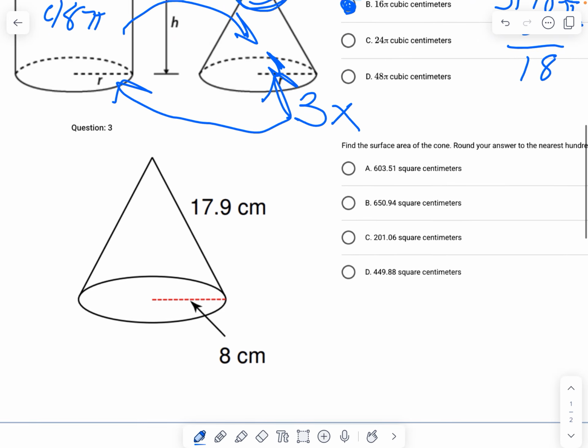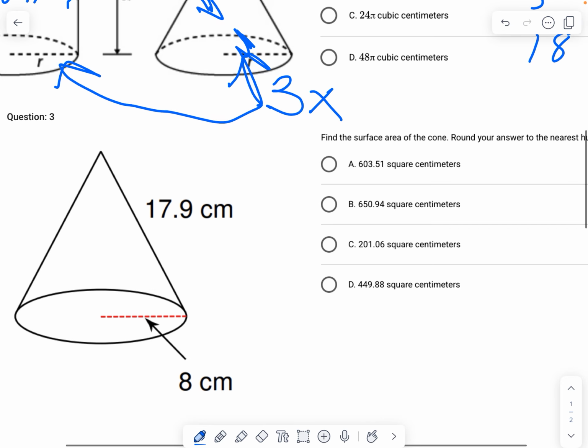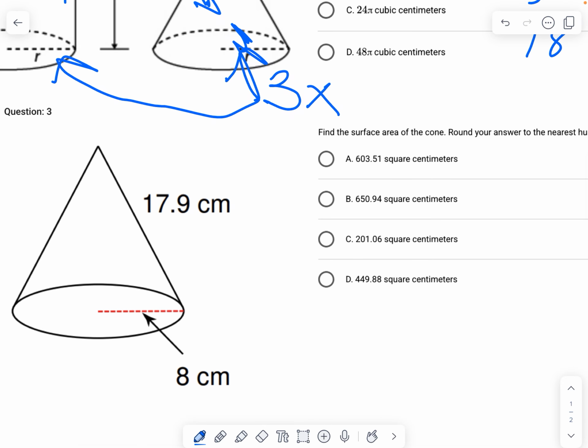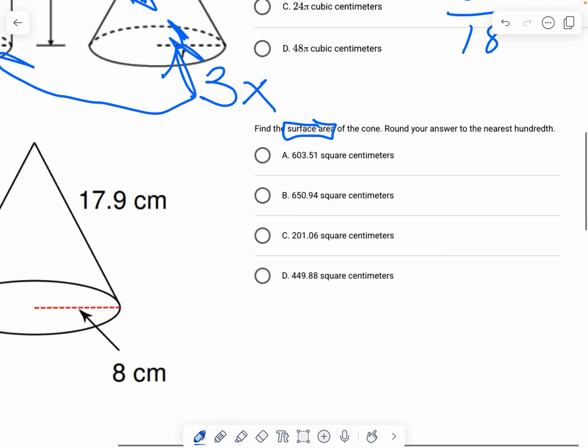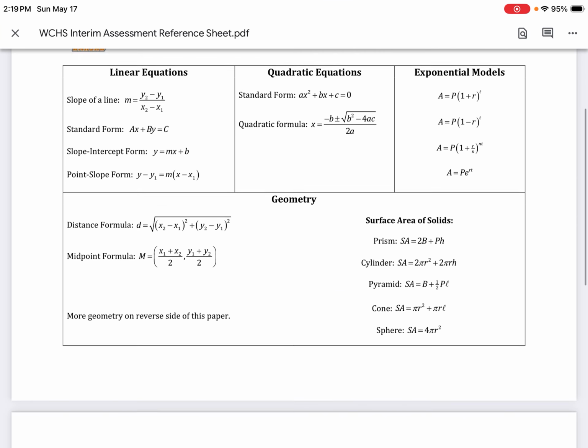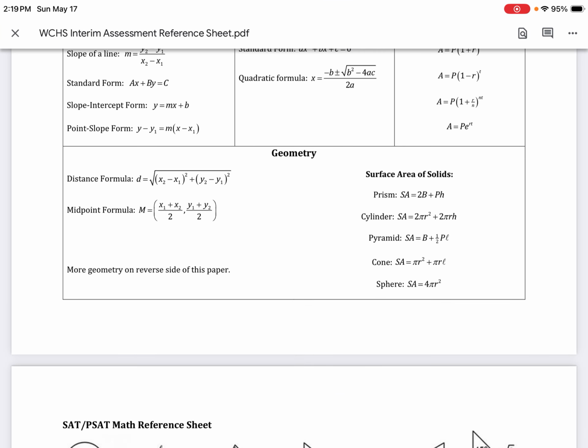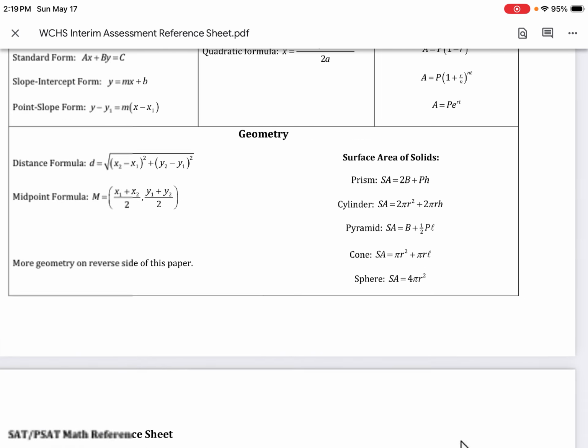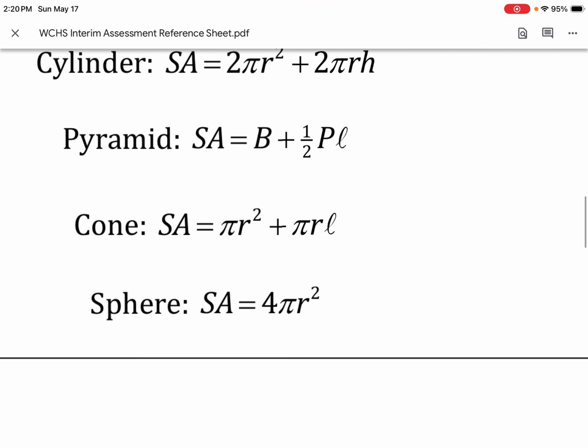Well, holy moly, there's another cone. But let's see what it's asking, right? It says find the surface area of the cone and round to the nearest hundredth. So this one we actually need to put pi in our answer. Let's go back to that formula sheet because I'm not doing volume. My surface area for a cone is SA, surface area, equals pi r squared. Oop, I can zoom. There we go.